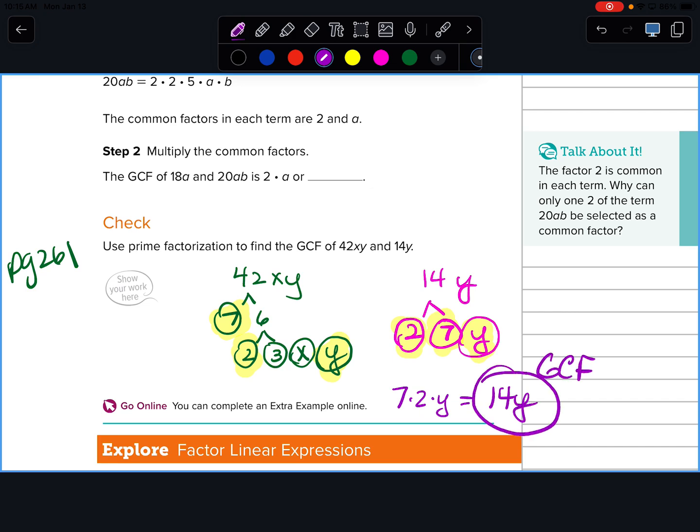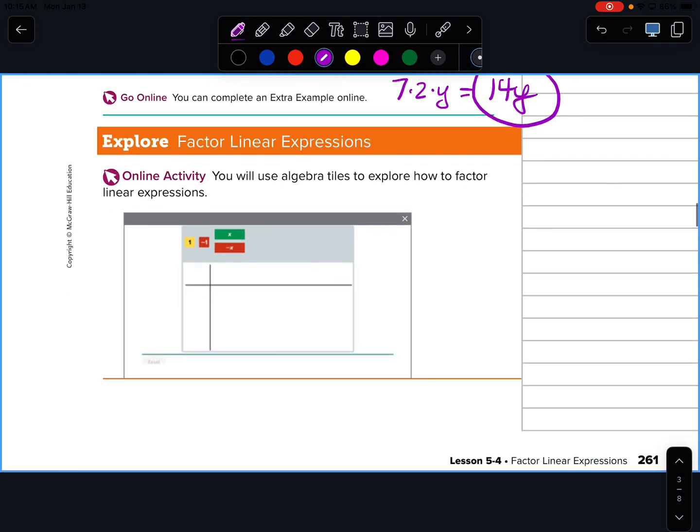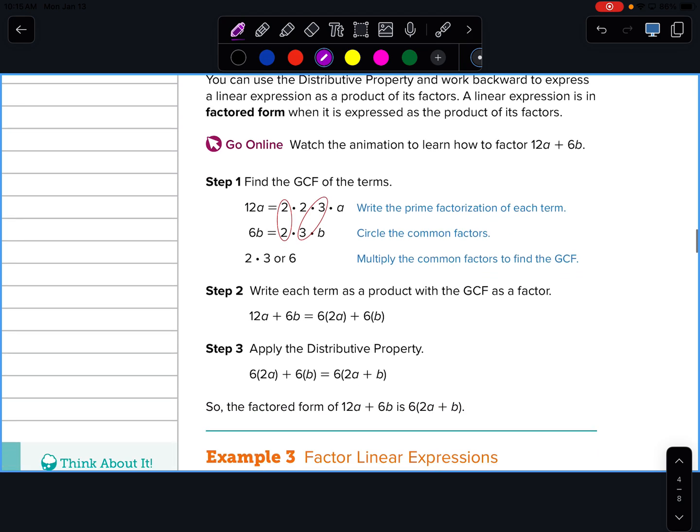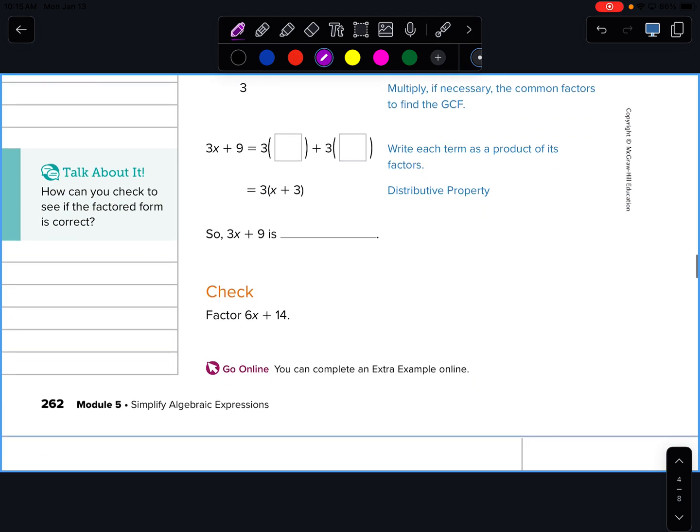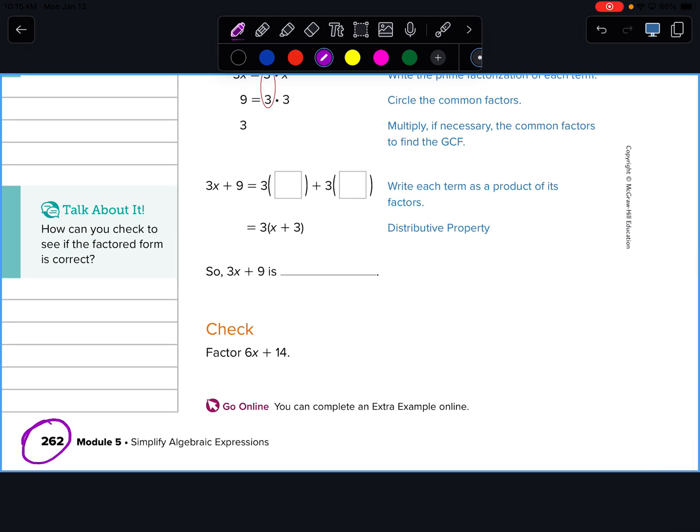Okay, so this is somewhat of a review, except I know the variable part is new. Now we're going to go to the new part that is a little bit different. It's called factoring linear expressions. I would like you to skip all the way ahead to page 262 and the check at the very bottom. So when we are doing factoring, I want you to think of that kind of as reverse distributive. When we distribute, we multiply. When we factor, we're going to divide.